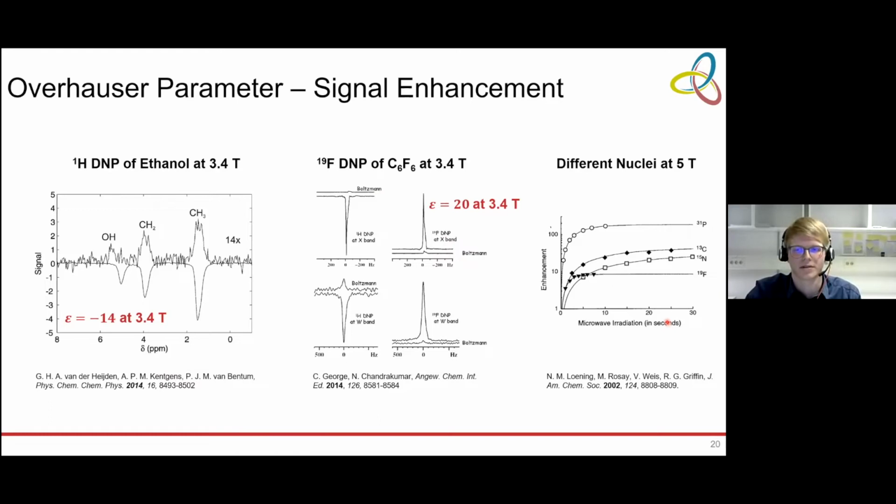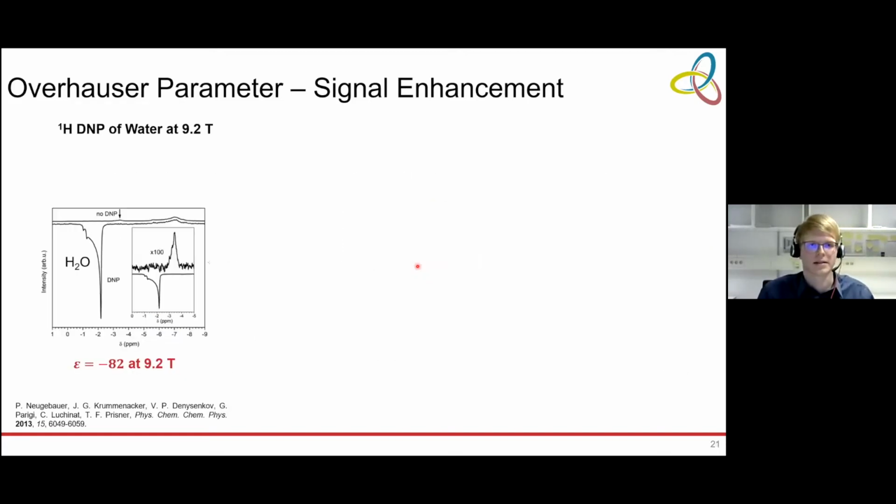And then we have also already a bit of an older study from the Griffin group, who measured various nuclei at 5 Tesla, and they obtained sizable enhancements for different nuclei, such as 15N, 31 phosphorus, and also 13C actually. And yeah, so if we now go to even higher magnetic field, we can still measure proton DNP in water, which was done by the Prisner group, and they obtained a factor of 80.